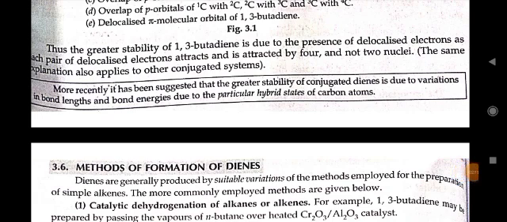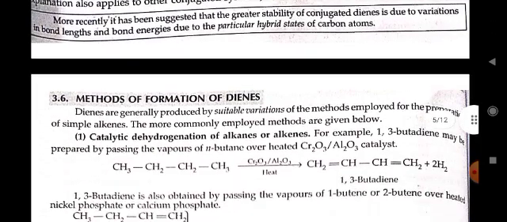More recently, it has been suggested that the greater stability of conjugated dienes is due to variations in bond length and bond energy due to particular hybrid states of carbon atoms. Method of formation of dienes. Dienes are generally produced by suitable variations of the methods employed for the preparation of simple alkenes. The more commonly employed methods are given below.